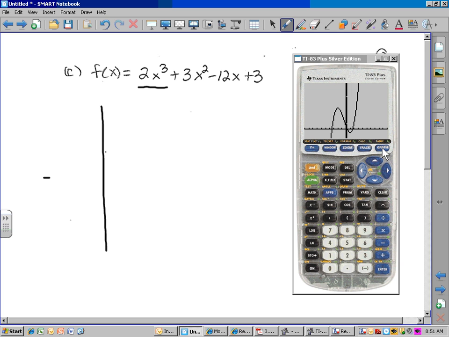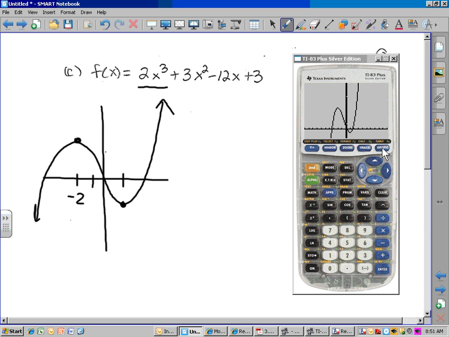So, where are my critical points? Where are the peaks and the valleys? Looks like to me at negative 2 we have a peak, and at 1 we have a valley. So this is just a sketch, but that's what I think the graph looks like. So let's start drawing arrows from left to right.